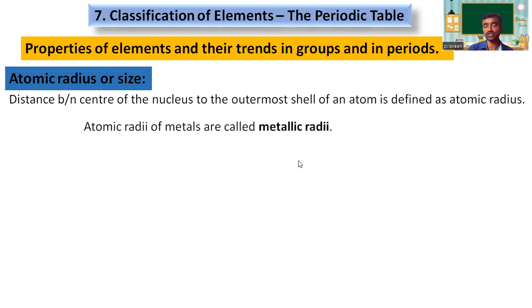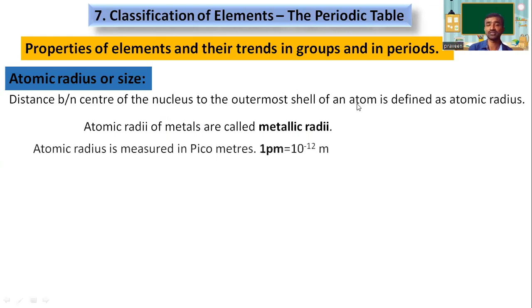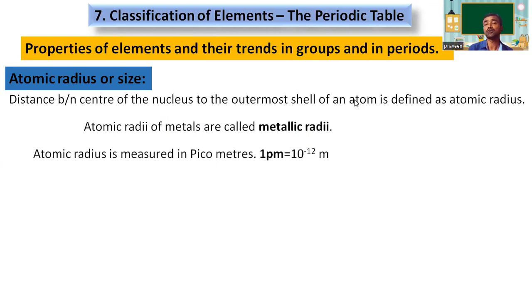So here atomic radius is measured in picometers. Atomic radius is named differently. Suppose you are measuring the atomic radius of metals. The atomic radius of metals is called the metallic radius. The unit of this metallic atomic radius is 10 to the power of minus 12 meters, called 1 picometer.